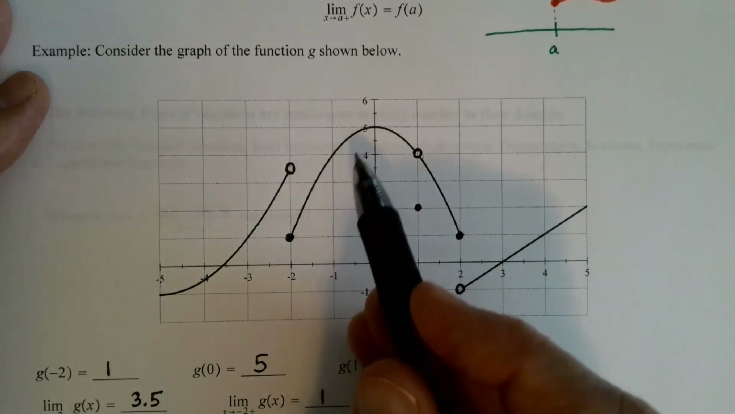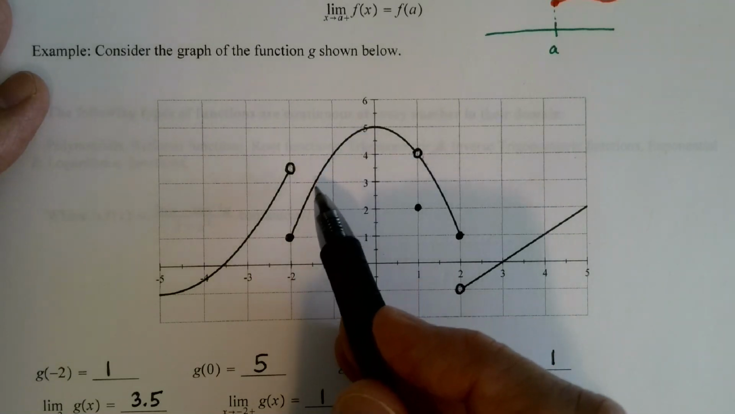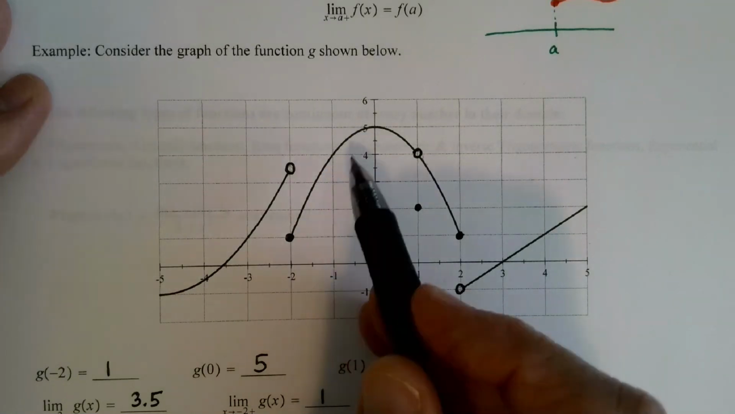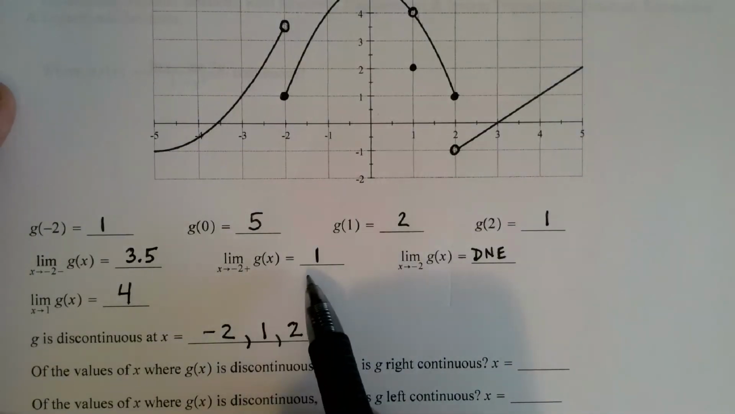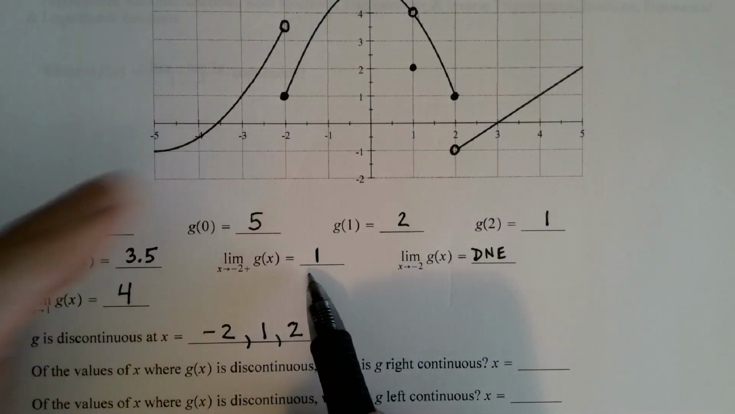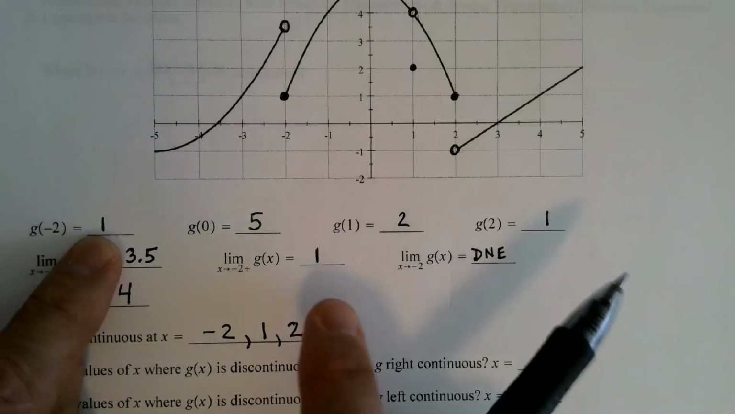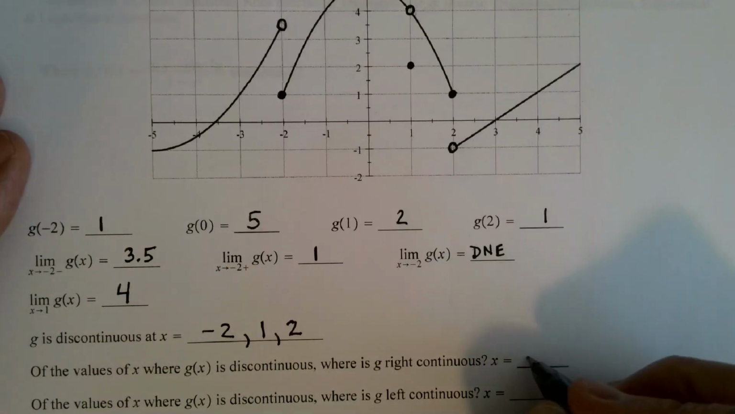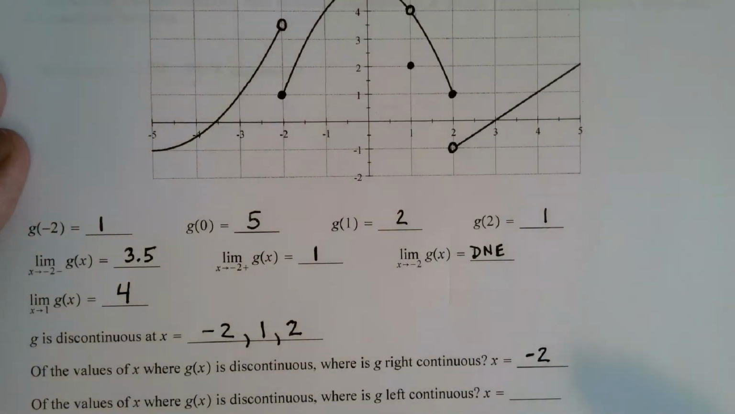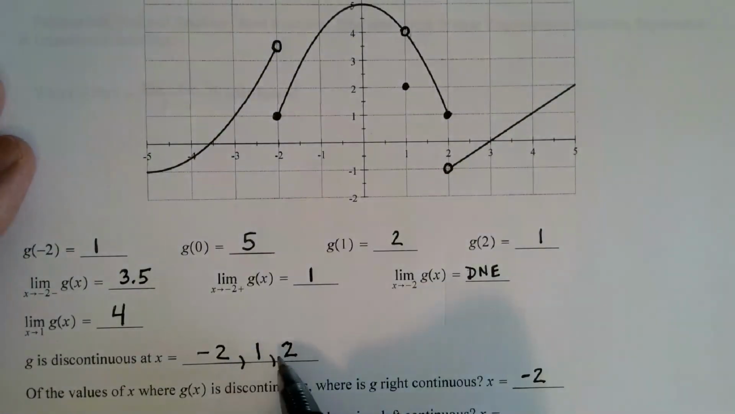Well, let's see. At -2, we're coming from the right. Where are we going to? We're going right to the point. The limit as we approach -2 from the positive side was what? 1. What's the value of the function at -2? 1. Notice these values are equal, and so we are right continuous at -2. Are we right continuous anywhere else? At 1 or 2 rather?